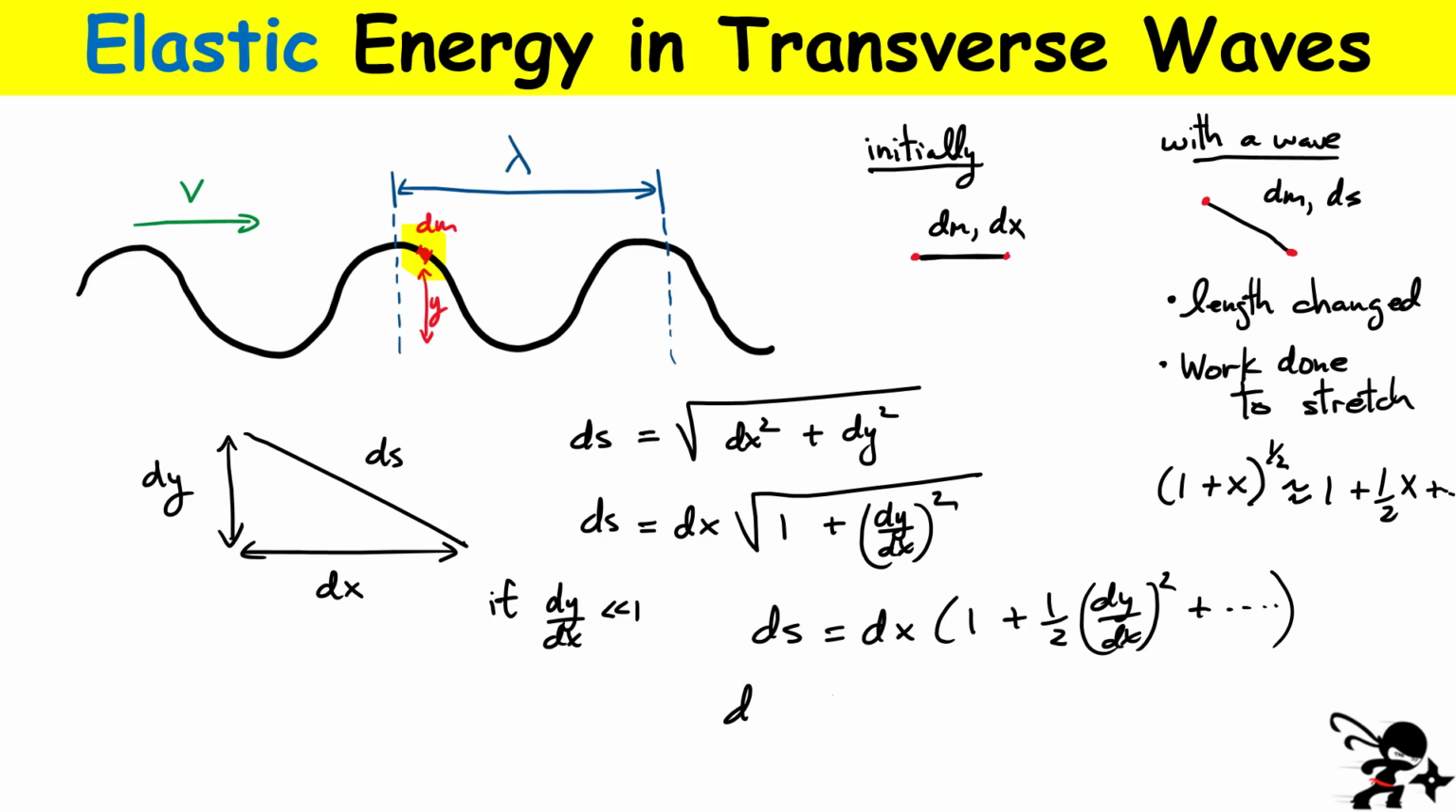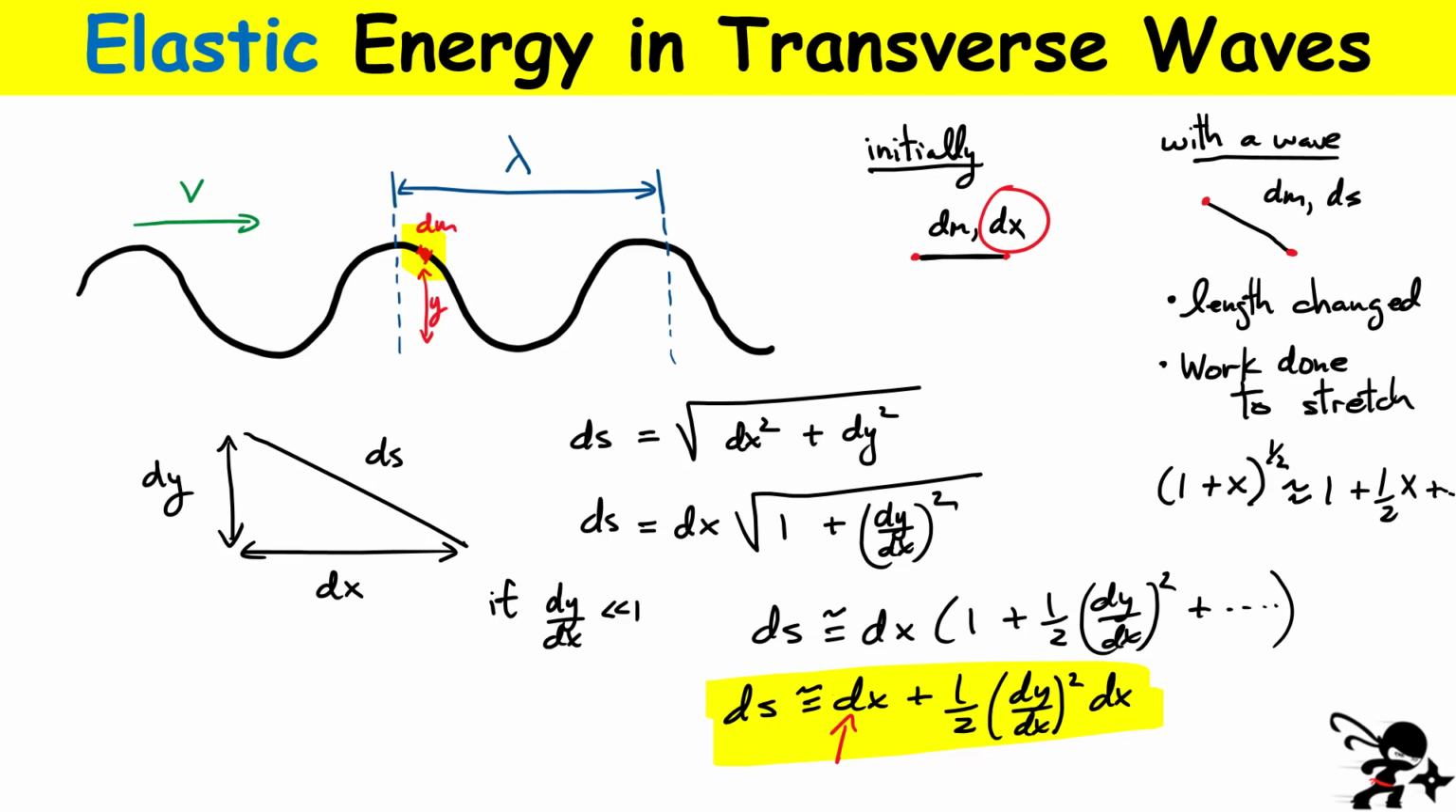Now I'm just going to multiply through by the dx. So what you have here is dx and then plus 1/2 dy over dx squared multiplied by dx. All right, this is the approximate length, my expression for this new length. Now look what we have. The first term is basically this initial length. That's the initial length we had right here.